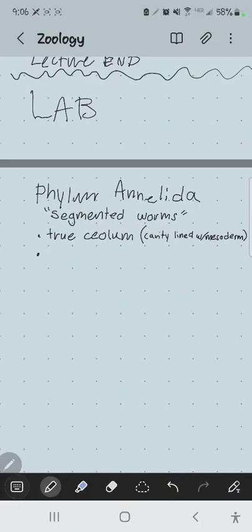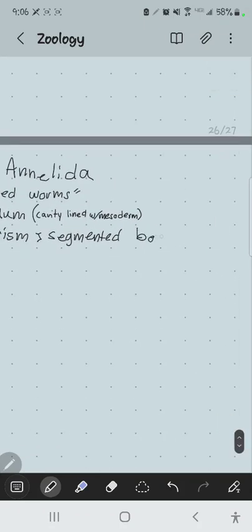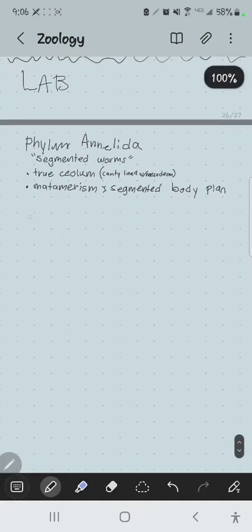which is really the fancy way to say segmentation. Metamerism is a segmented body plan that's using repeated segments for adaptive features. So that's the two things we're looking at here. We have three classes we're going to look at. Let me write these out here. Class Polychaeta, class Oligochaeta, and the class Hirudinea.